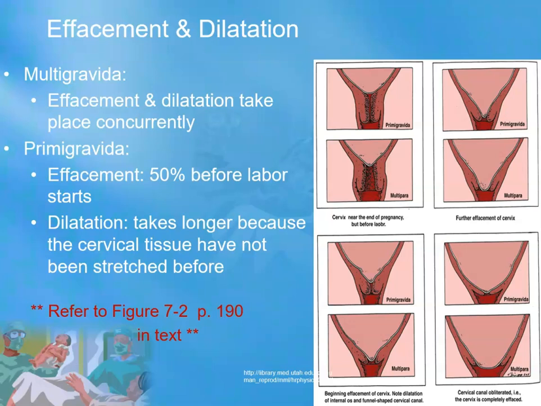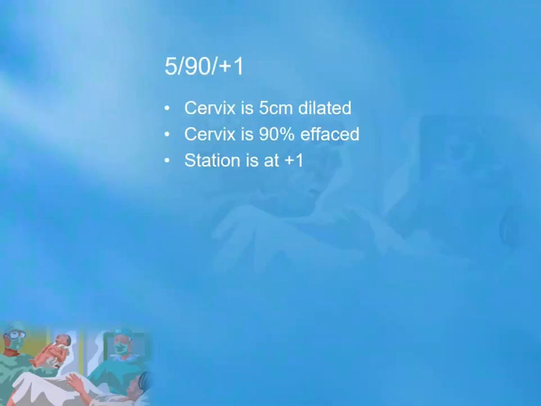As you can look at the pictures, the primigravida, you can see where it's thicker and longer as opposed to the multigravida. And that's because, again, the multigravida's cervix is just going to kick right back in where it left off with the last delivery. So keep in mind, it is a little different for each. This is a way we can express it. 5, 90, and plus 1. The cervix is 5 centimeters dilated, the cervix is 90% effaced, and the station is at plus 1. So you might see it expressed this way in the chart.